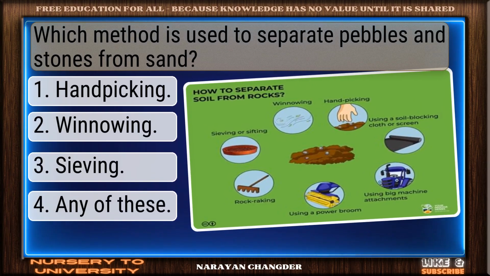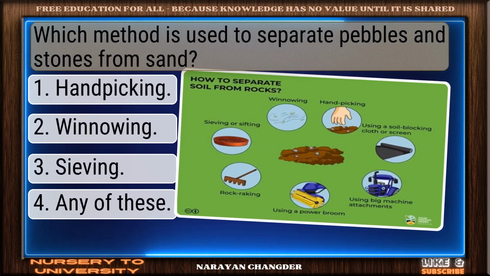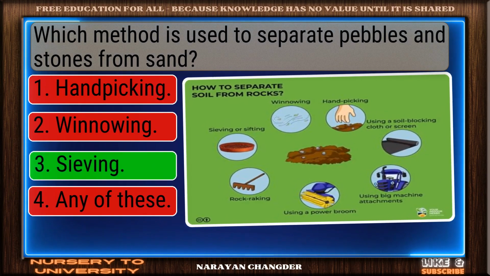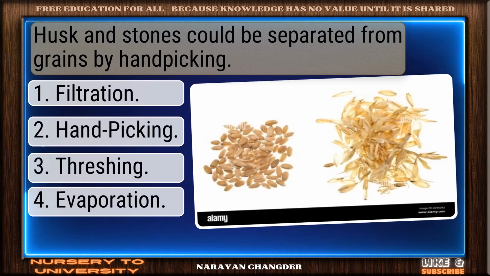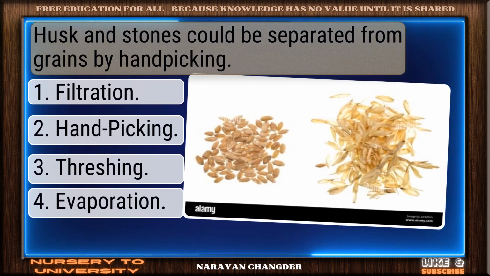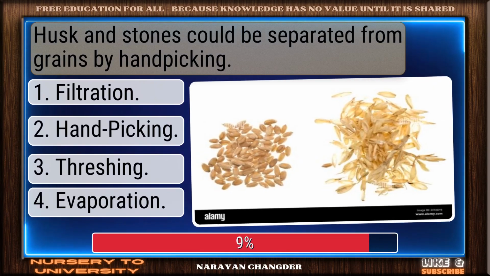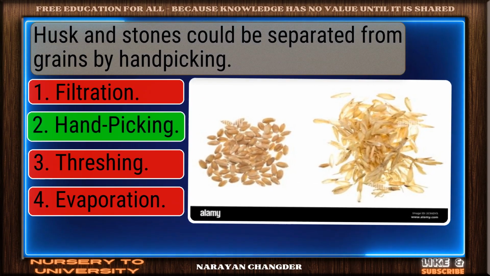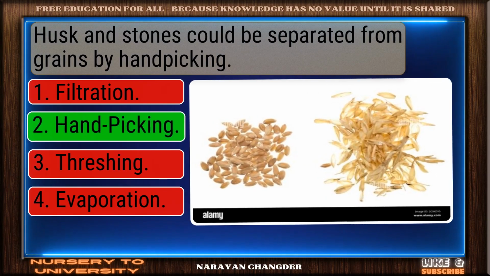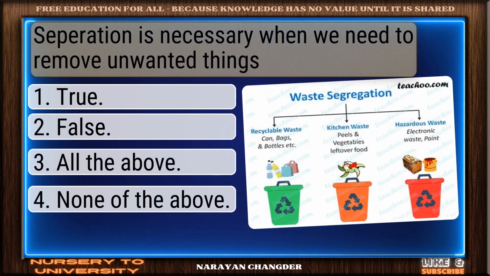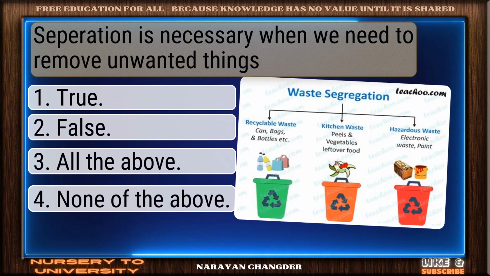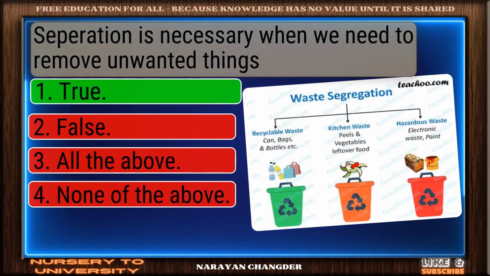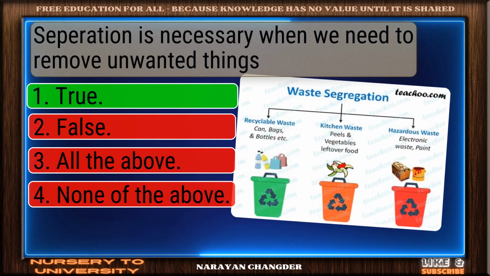Which method is used to separate pebbles and stones from sand? You chose sieving, and it is correct. Husk and stones could be separated from grains by handpicking. Great job. Handpicking is the accurate answer. Separation is necessary when we need to remove unwanted things. You're right. True is the correct answer.